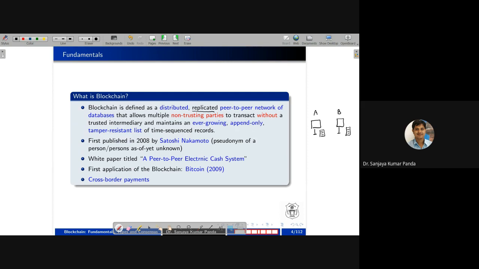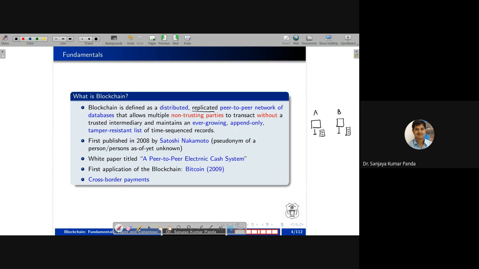So for all these technologies, the background is a peer-to-peer network, or you can say a distributed network. But in a distributed network, we can modify something. In a distributed network, you can update something. But such things are restricted in the case of blockchain.